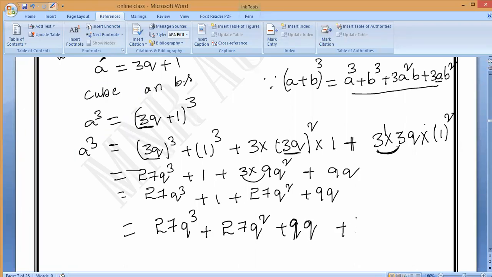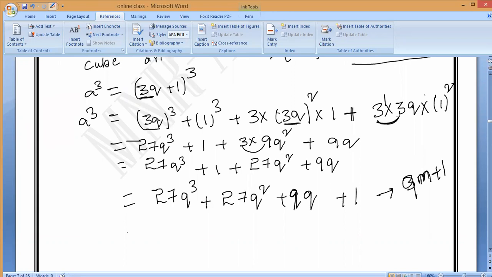Here we have to write in the form of 9m plus 1. The common thing we can keep outside. What is common in these three terms? We can take 9 common now.